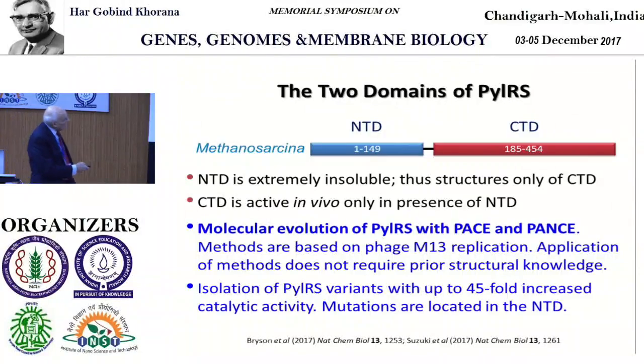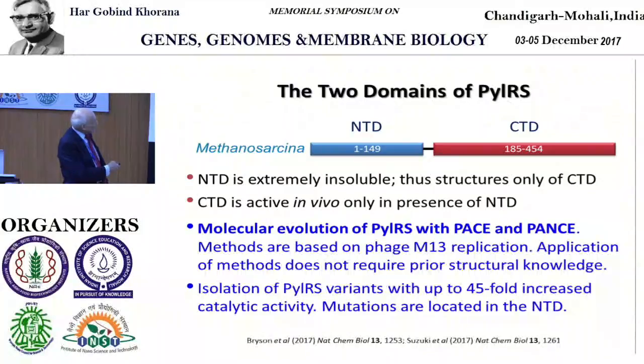and PANSA. PACE is phage-assisted continuous evolution, developed by David Liu at Harvard 6 years ago, which is very simple but very difficult to set up and requires complex equipment. And we decided to make a poor man's method out of it, phage-assisted non-continuous evolution. The methods are based on phage M13 replication, so this is of course very, very much faster than E. coli.